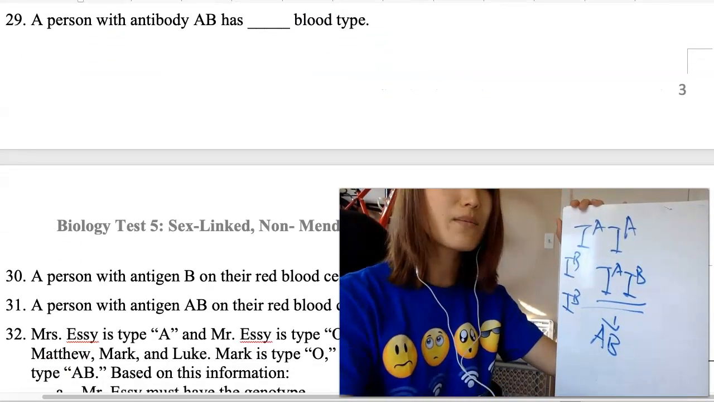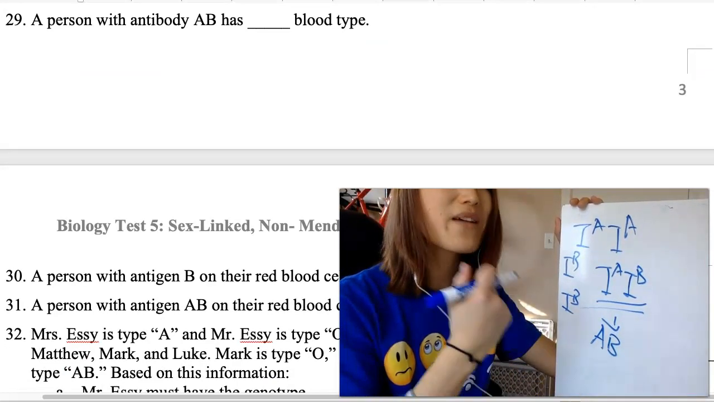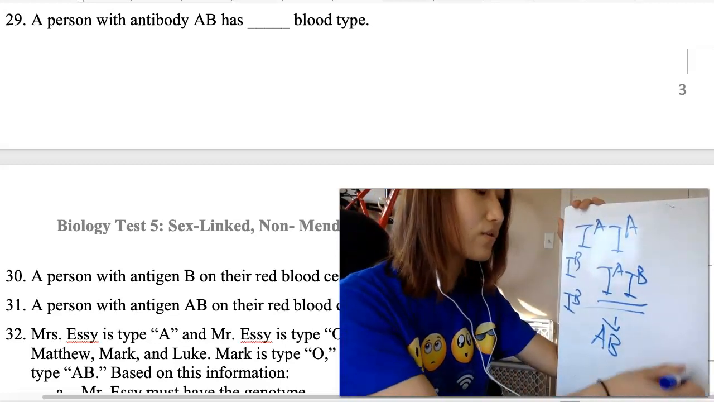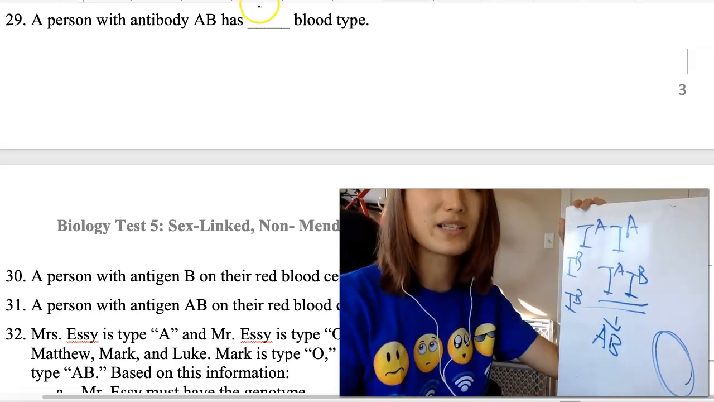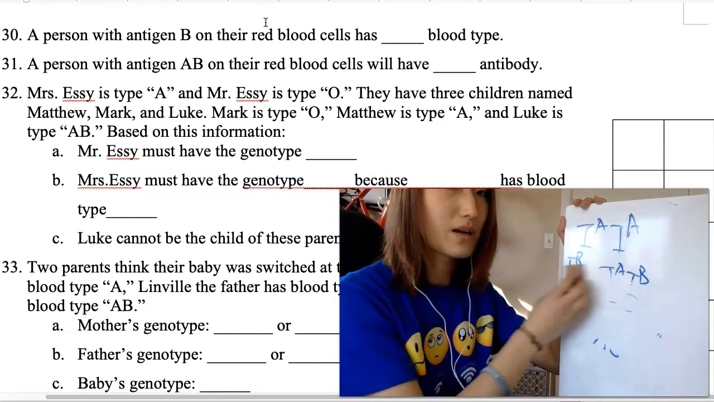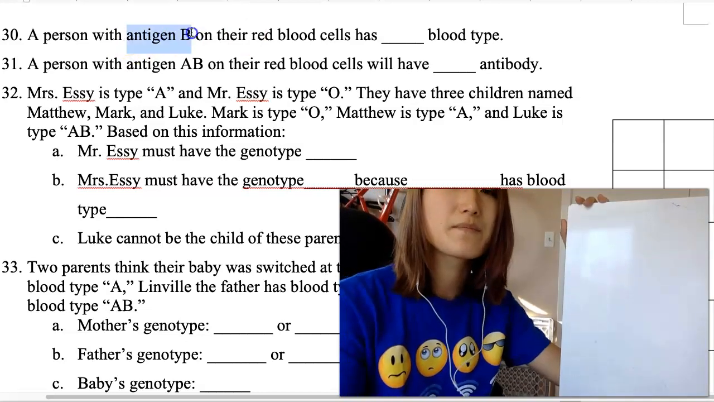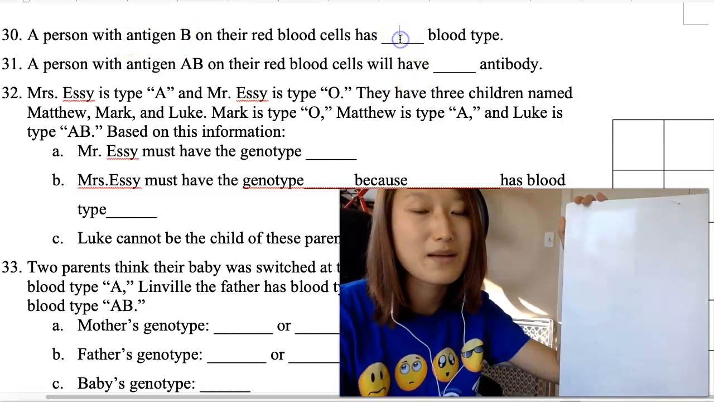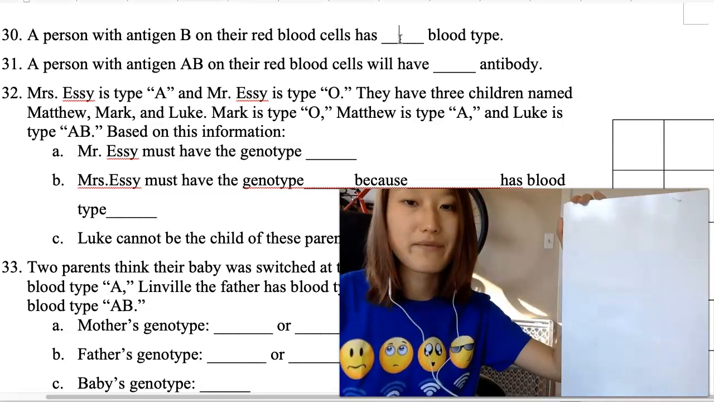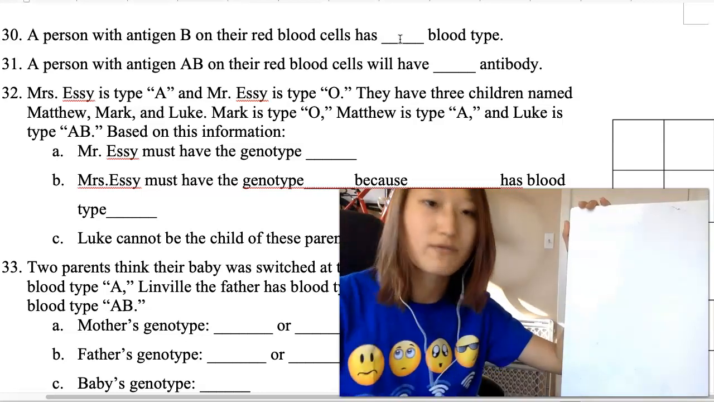29, a person with antibody A and B has what kind of blood type, right? If you have antibody A and antibody B at the same time, that means you can't have any antigen. The only time that you can't have any antigen is when you have blood type O, right here. A person with antigen B on their red blood cells has what blood type? If you have antigen B, that's B blood type, right? No matter what kind of antigen you have, if you have that kind of antigen, you're having that blood type. Unless you're blood type O, which means you don't have any antigen at all. So you need to wrap your head around all of these.